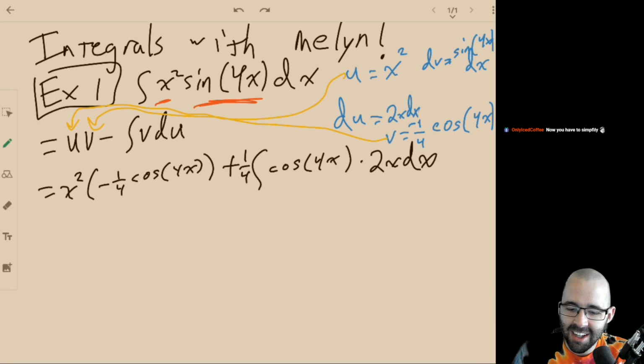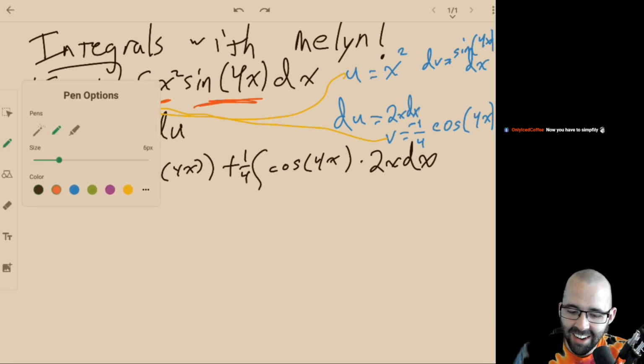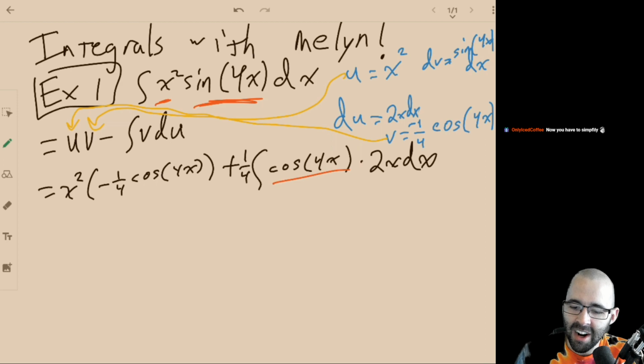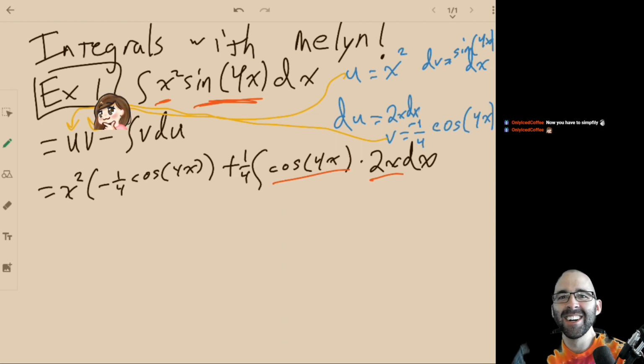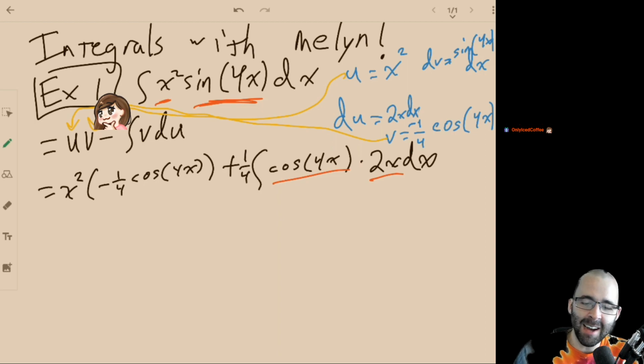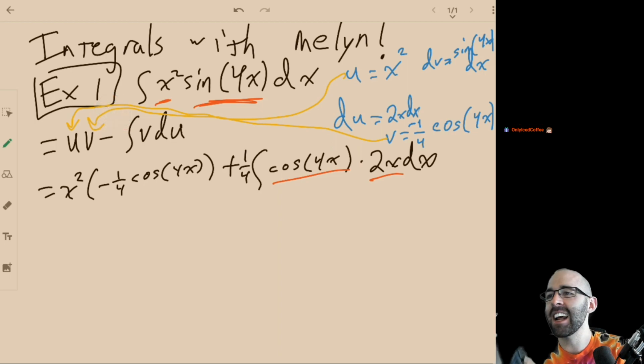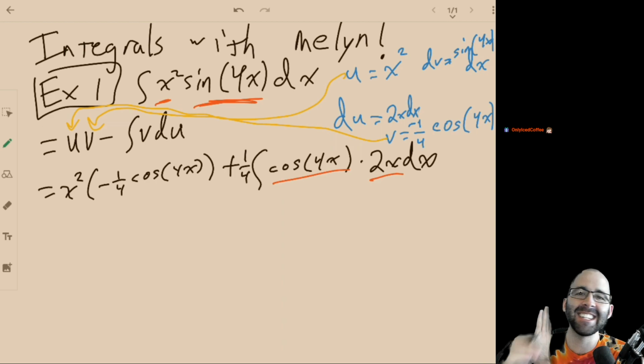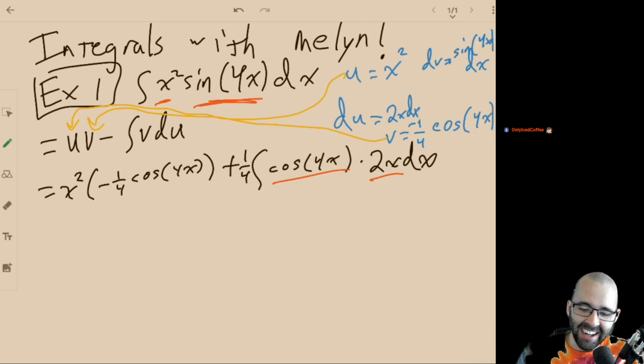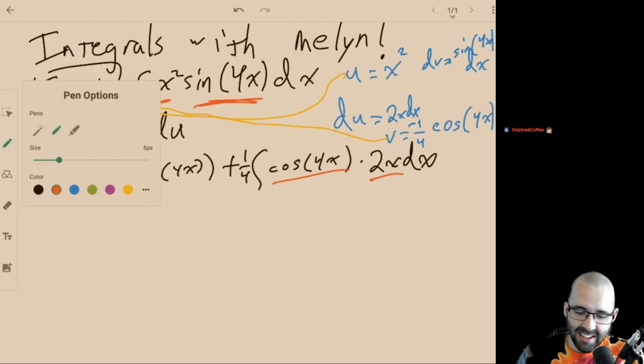What do we have over here? We have cosine of 4x. And we have 2x. Oh! You get to use integration by parts again. 2 for 1 on this problem. Example 1, more like example 2 for 1. Okay, so you gotta step back and do the whole thing again. All right, so let's get into that.